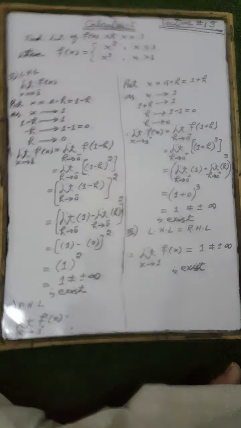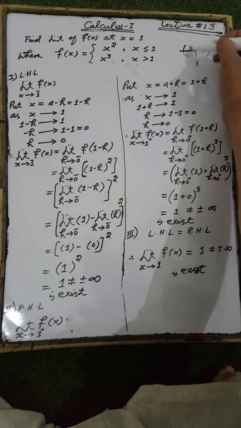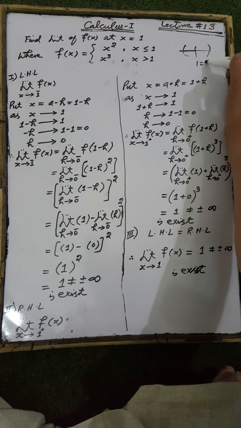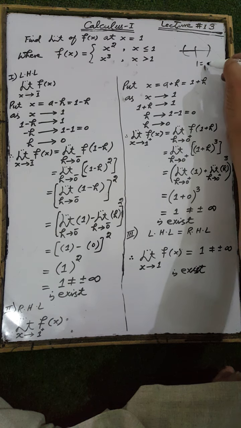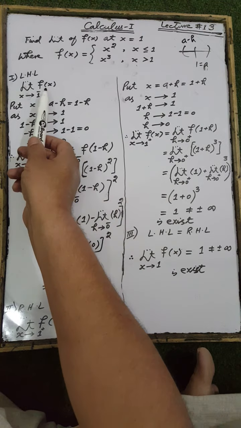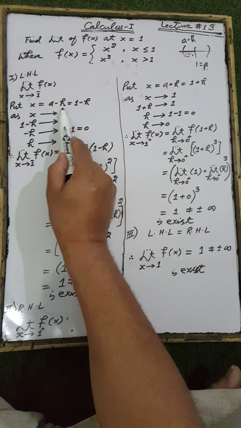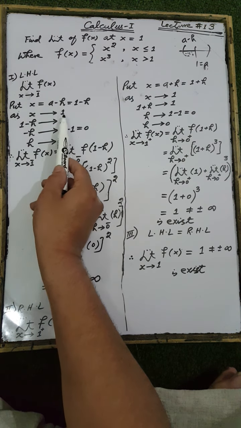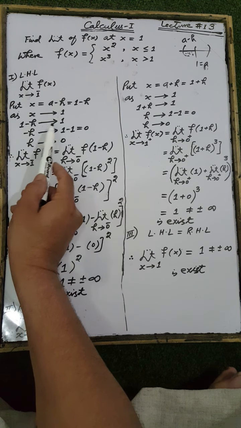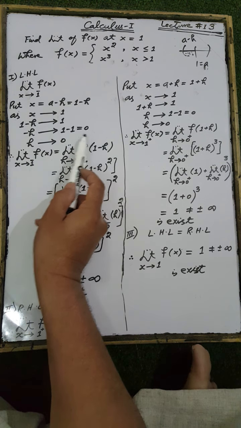We have to find the neighborhood of the point 1. If this point 1 is denoted by A, then the left hand points of the neighborhood of the point A are in the form of A minus h. Therefore, to bound the function f of x to the left hand points of the neighborhood of the point 1, we put x is equal to A minus h, where A is equal to 1, so 1 minus h. As x tends to 1, replace x by 1 minus h; 1 minus h tends to 1, subtract 1, we have 1 minus 1 is equal to 0, so minus h tends to 0, that is, multiplying by minus 1, h tends to 0.